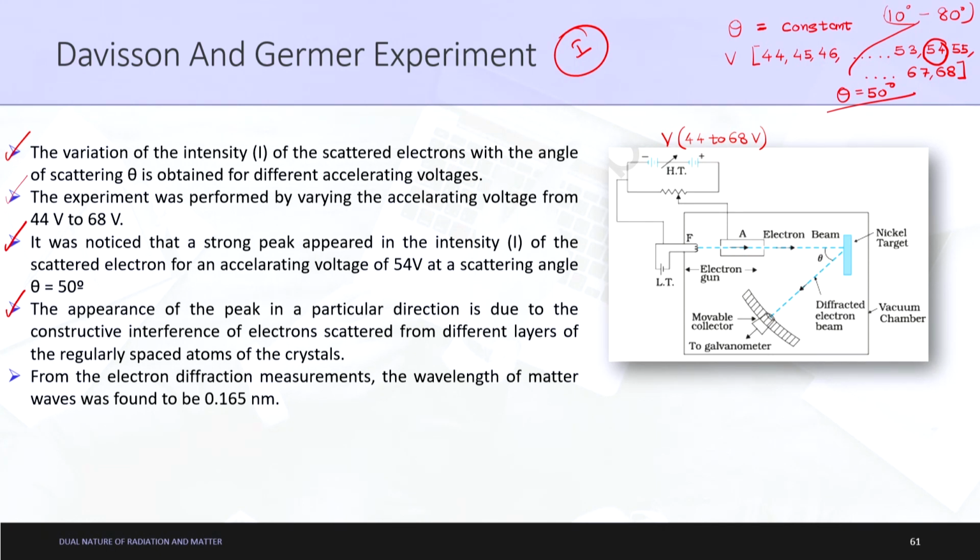From the electron diffraction measurements, the wavelength of matter waves was found to be 0.165 nanometers. Detailed experimental research found that the wavelength of matter was 0.165 nanometers. Moreover, this is of the order of nanometers only, hence it can be calculated. If we had done the same experiment for a big particle, say a 150 gram particle, then the de Broglie wavelength, which we already calculated, was of the order of 10 to the power minus 34, so it is highly certain that this experiment could not be performed.